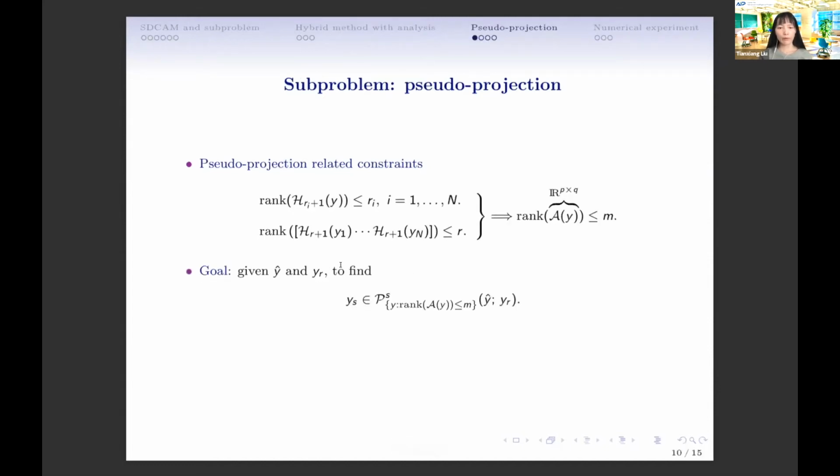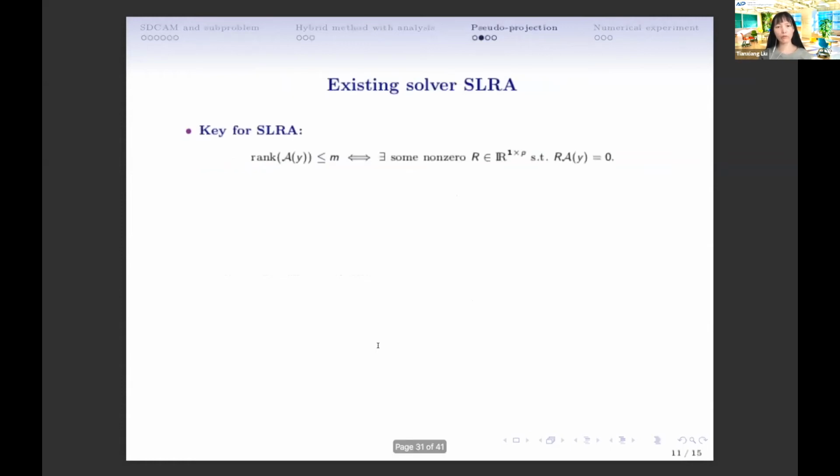And our goal is to get a pseudo-projection onto this uniform set, for example, given some point and some reference point. So the tool we use is an existing solver called LRA. It's a structured low rank approximation solver. The key of this solver is to equivalently write this constraint as the existence of some row vector, such that this vector is the left kernel of this matrix.